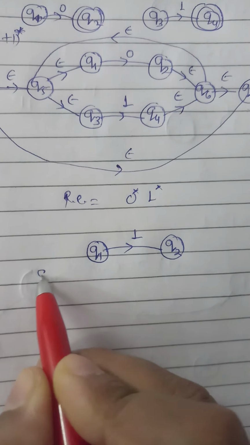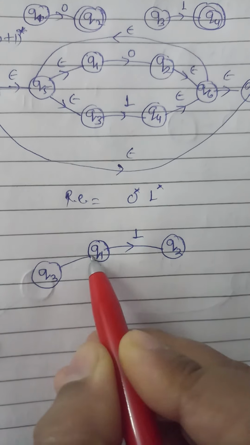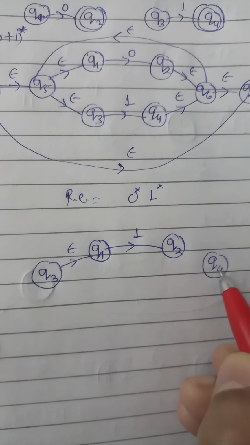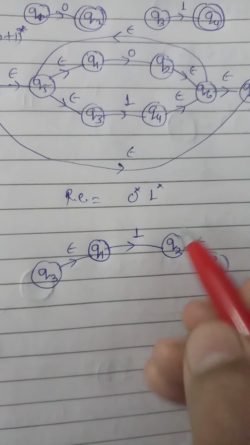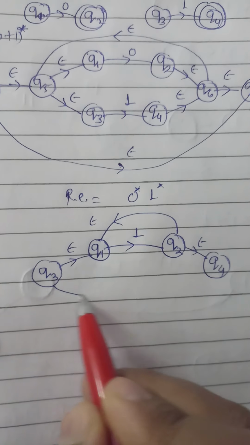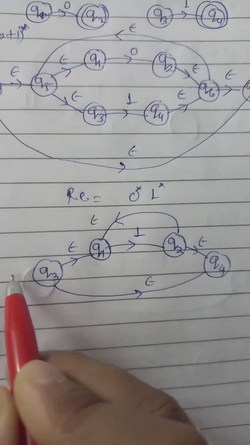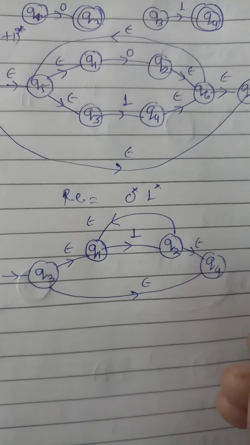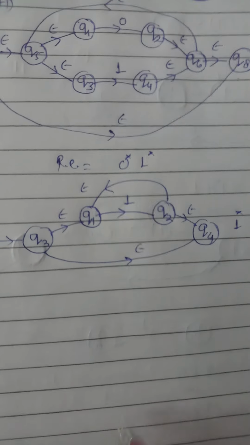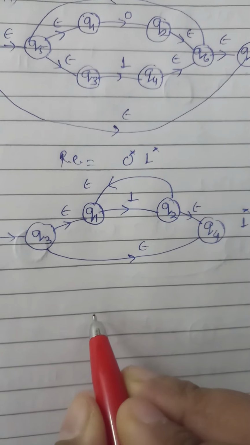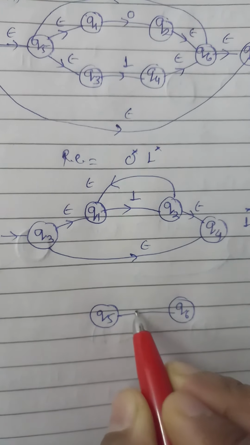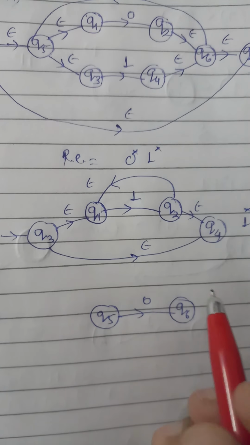So what will we do? We will add another state with an epsilon move, and from final to initial there is an epsilon move, and from initial to final there is an epsilon move. So this is 1*. In the similar way we will make 0*: Q5 to Q6 for 0. This is 0, and now we make 0*.